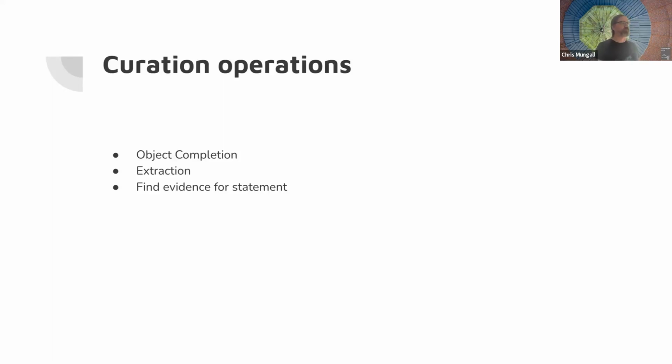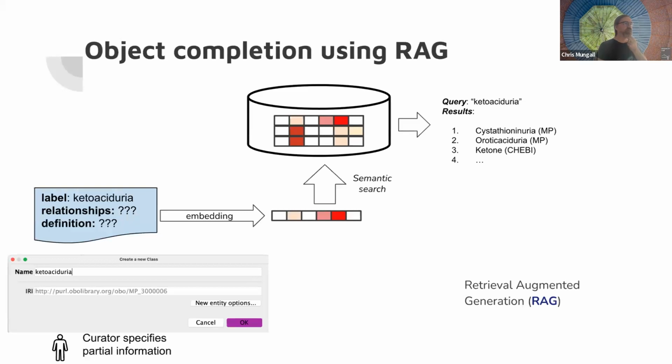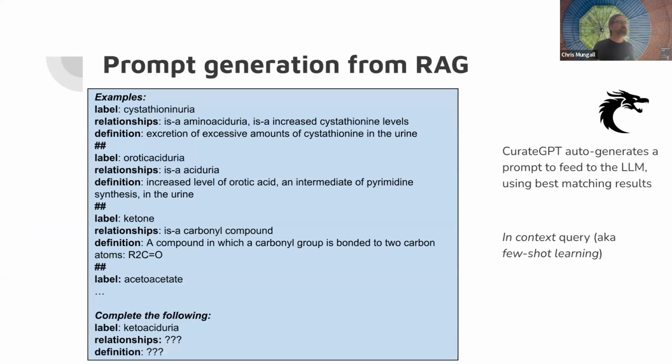I'll go over a few of these. In fact, I think I'll only have time for two: object completion, extraction. The basic idea with object completion, as I mentioned earlier, is you give a partial term. It will use this retrieval augmented generation technique. It'll turn your query into an embedding, do a semantic search over the vector database, return the most relevant objects, and use those relevant objects to generate a prompt that is then passed to the large language model.